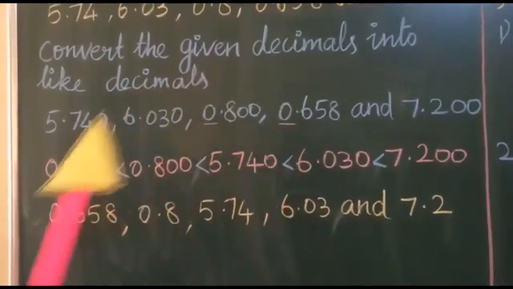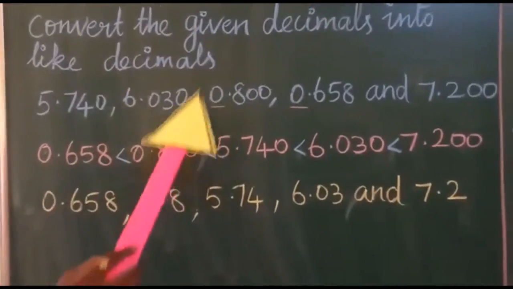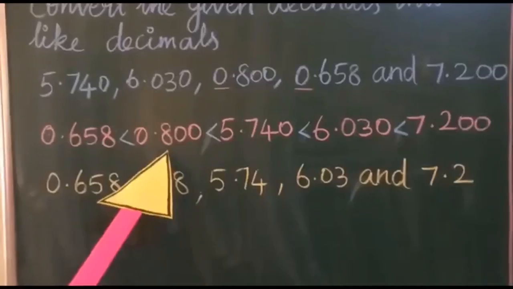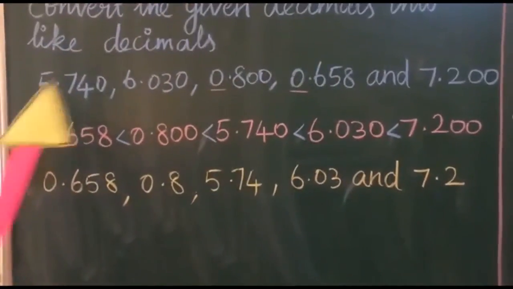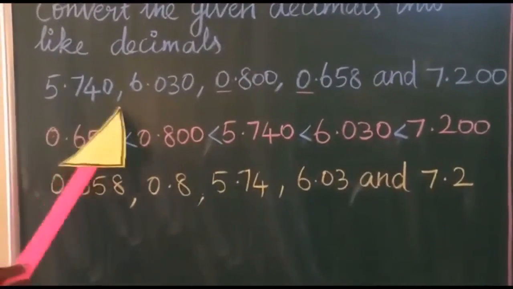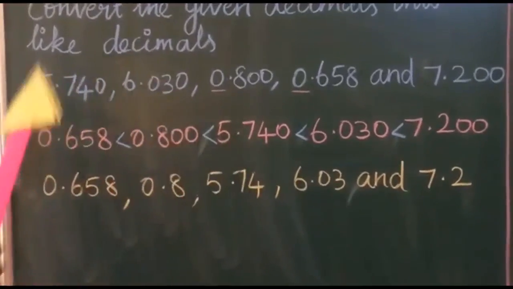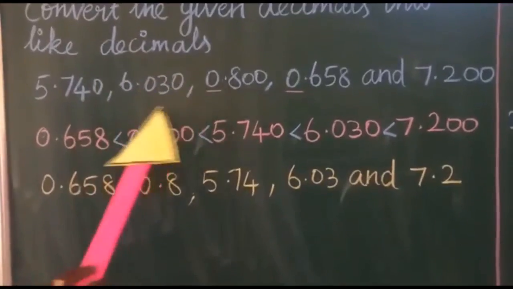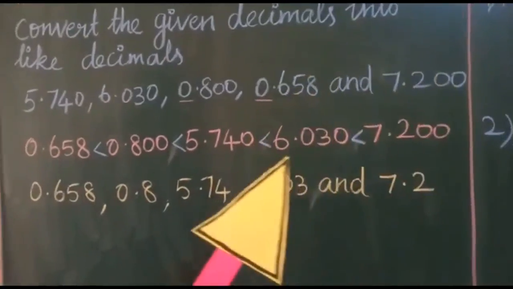This number will be the smallest, so we write this first. Am I clear, children? And this will be the next greatest number, so we write this one next. Okay, the 0 part is over. Comparing the next 5, 6, 7: which is the smallest? Yes, exactly, this one is the smallest number, so we write this whole number here. After 5 will be 6. So this will be the next greatest number, this one. The last number will be 7.200.